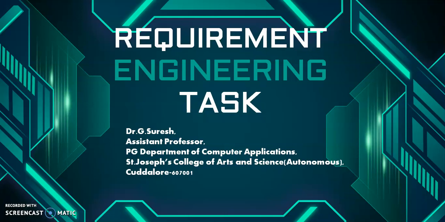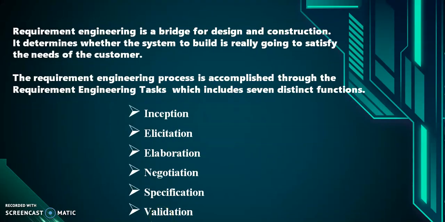In this presentation, we will discuss the requirement engineering task. Requirement engineering task is one aspect of requirement engineering which helps in the software engineering activity. Requirement engineering is a bridge for design and construction. It determines whether the system to be built is really going to satisfy the needs of the customer. The requirement engineering process is accomplished through the requirement engineering task, which includes 7 distinct functions, namely inception, elicitation, elaboration, negotiation, specification, validation, and requirement management.